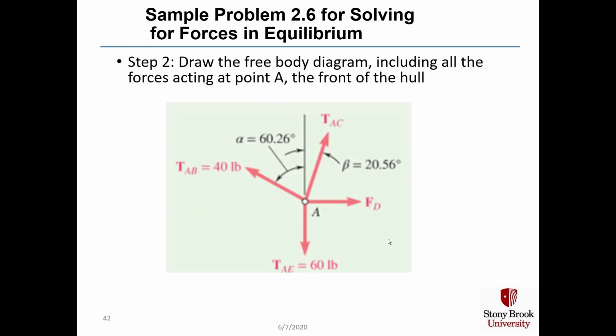In step 2, we draw our free body diagram, which includes all the forces acting at point A, where point A is the front of the hull of our model sailboat. T sub AB is 40 pounds, and it's 60.26 degrees rotated from the vertical. T sub AC is unknown, but at least we know that its angle is 20.56 degrees rotated in the opposite direction from the vertical. T sub AE is pointed straight down, that's 60 pounds, and we don't know what F sub D is, but at least we know it's a horizontal force.